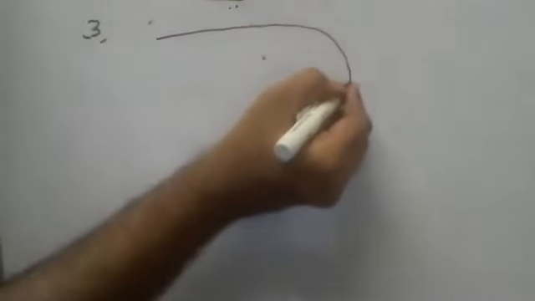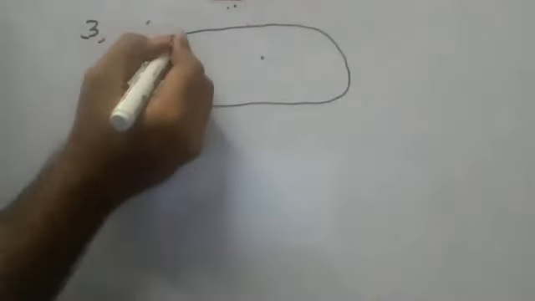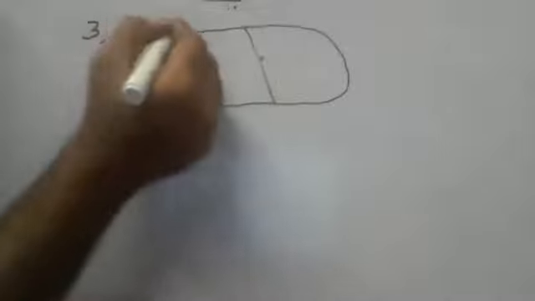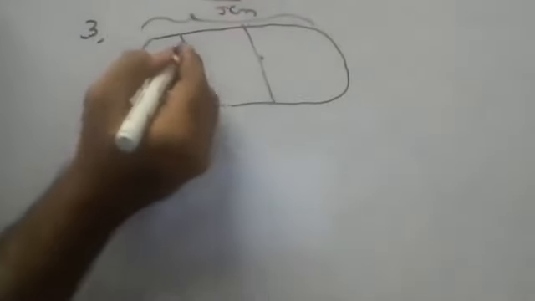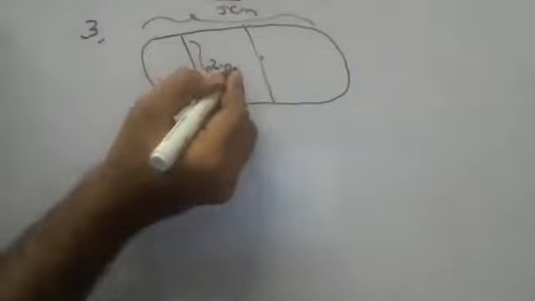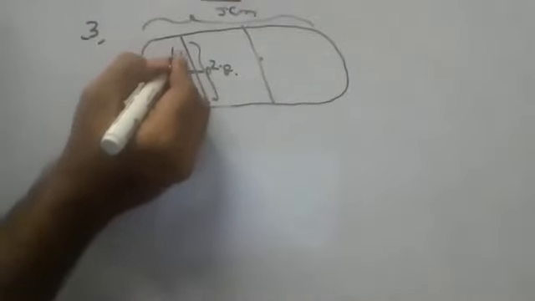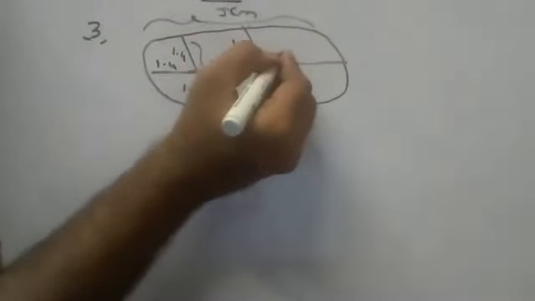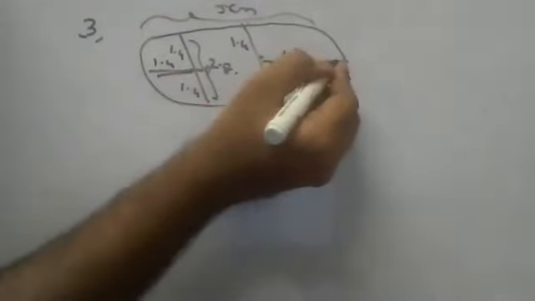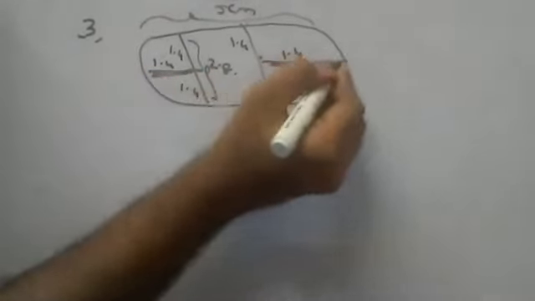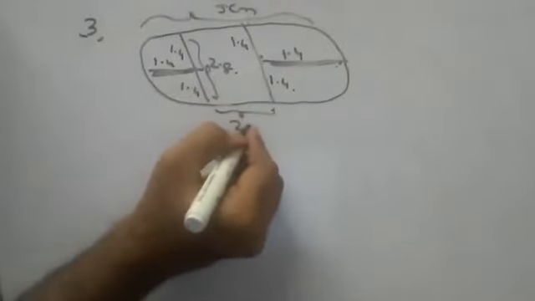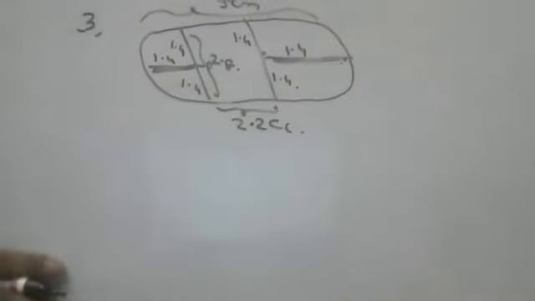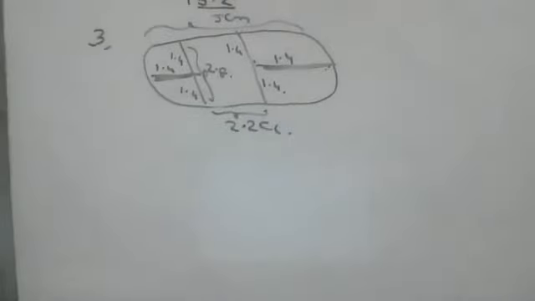Shall we draw a little bit big? It will be easy for you. Total is 5 centimeter. This is 2.8, which means 1.4 and 1.4 for each hemisphere. 1.4 plus 1.4 is 2.8. If you remove this, only the length of the cylinder, 2.2 cm, will come. Only the length of the cylinder.